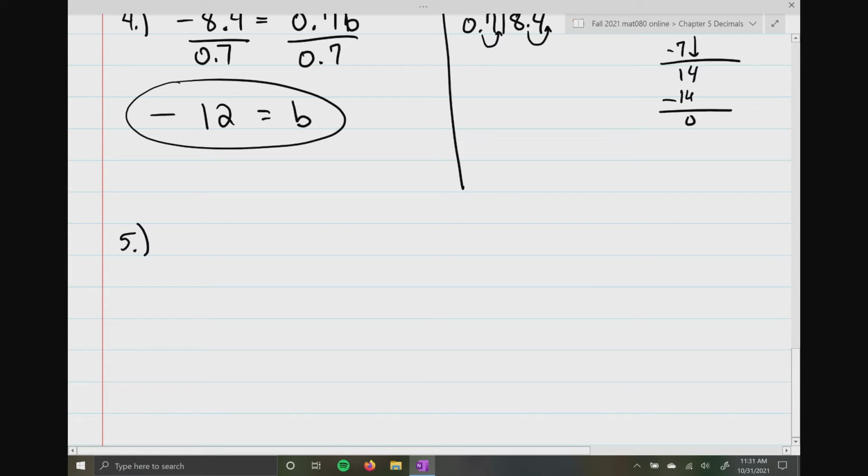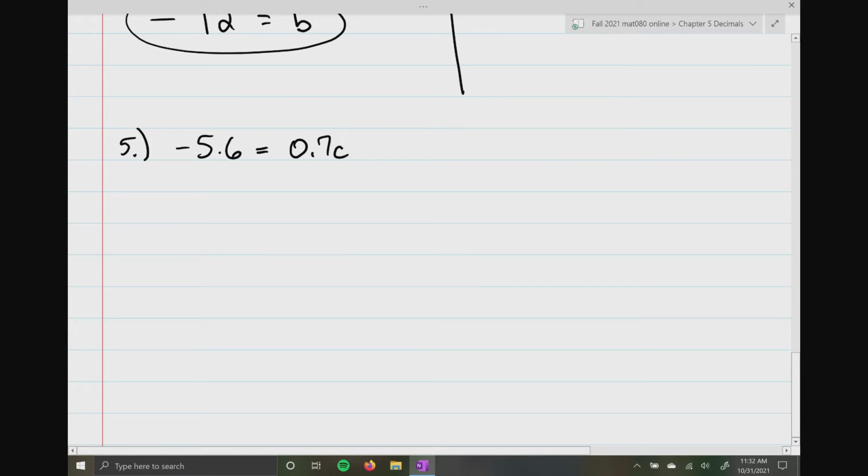How about negative 5.6 equals 0.7c? So very similar to the previous, just different numbers changed a little bit. Process is still the same. I'm going to use the division property of equality to divide both sides by 0.7. On the right-hand side, I get c.